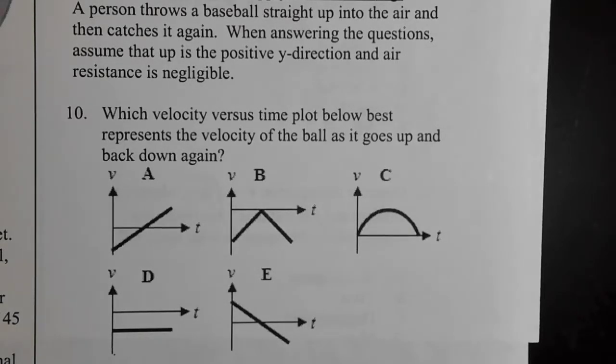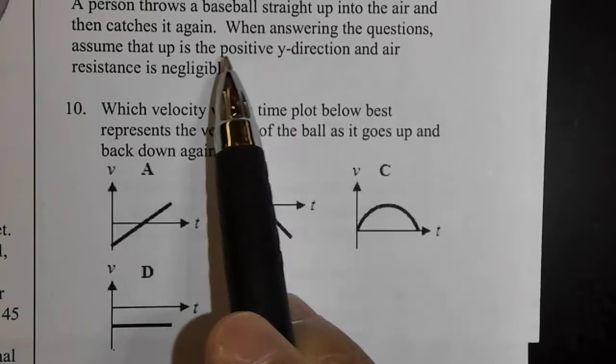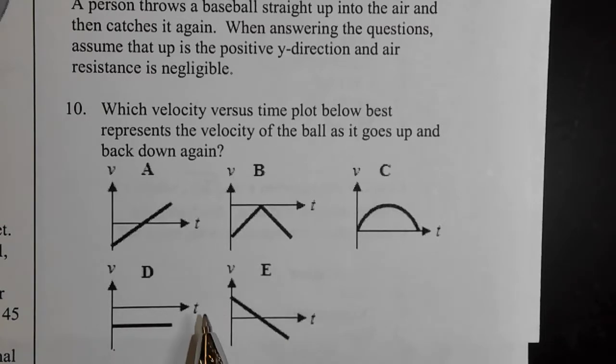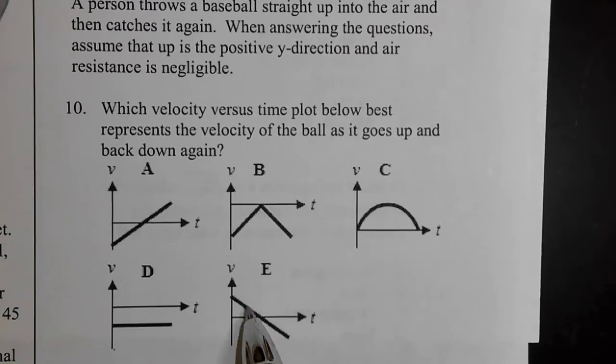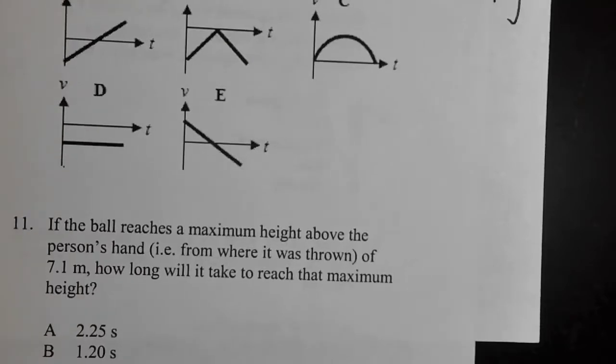The plot starts off in the positive y direction, so it has to start off with a positive value, but we know that there's acceleration going down. So the velocity will just be a straight line with a slope down, because the slope of the velocity versus time is the acceleration. Acceleration is negative 9.8 meters per second squared, so it has to start from a positive value and have a straight slope down.